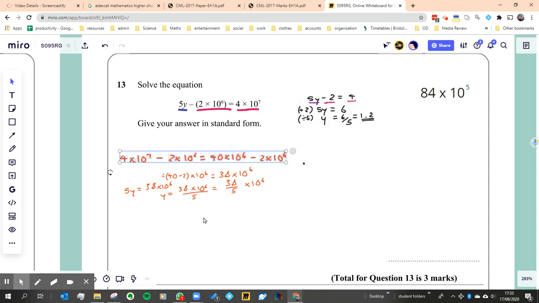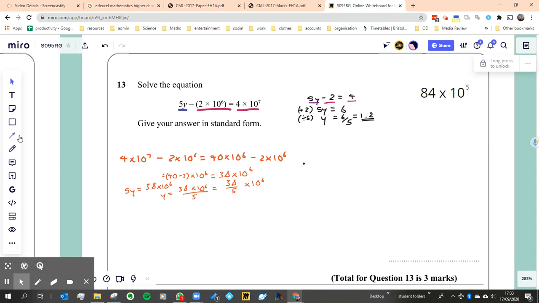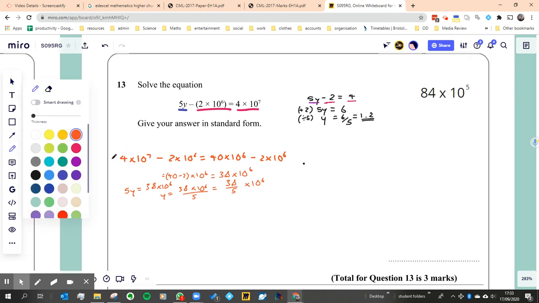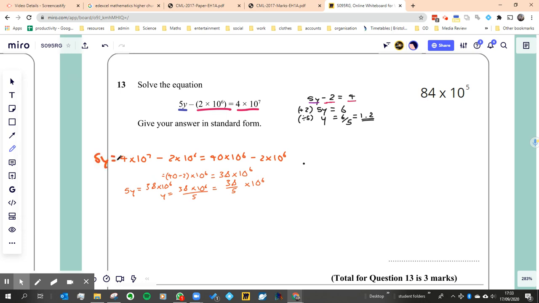Okay. So 40 minus... right, yeah, okay, so that is what I'm saying. 5y equals that. Yeah, okay.